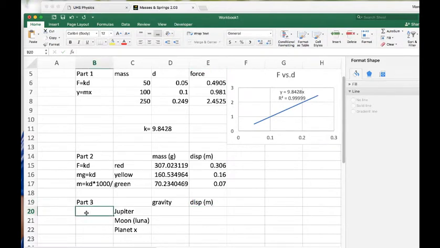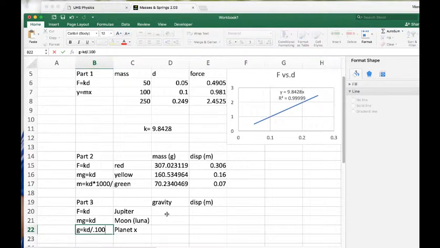Okay, and again we had F equals KD, and we know that that's mg equals KD, and we want to figure out the gravity, so gravity is going to equal K times D divided by the mass. And we're going to use 100 grams each time, so technically we can say divided by 0.100. That should be our gravity.